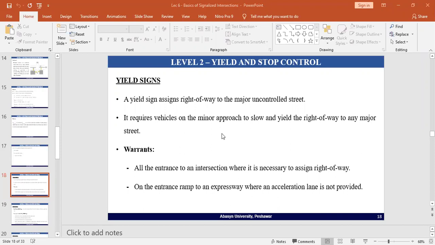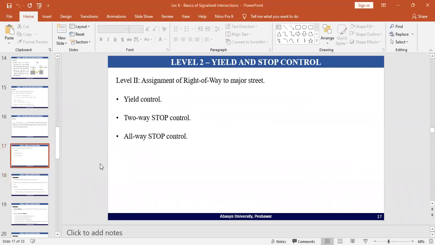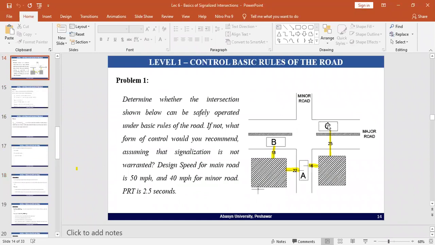The situation is like we have an intersection where, if you look at this figure, for example, we have a major road and a minor road which is intersecting it. Both are at the same grade, so definitely there will be clashes if you do not control it. By yielding, we mean that the traffic on the minor road must stop and yield to the traffic moving on the major road.